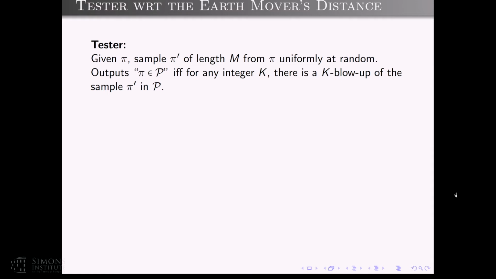Okay, so here is our tester. Given the original permutation, we sample a subpermutation of length m from it uniformly at random. We output that the original permutation satisfies this property if and only if for any integer k, there exists a k-blow-up of the sampled subpermutation that satisfies this property. So no matter how large a blow-up we require, you can find a blow-up that is in this property. A k-blow-up, again, is where each block contains exactly k points.